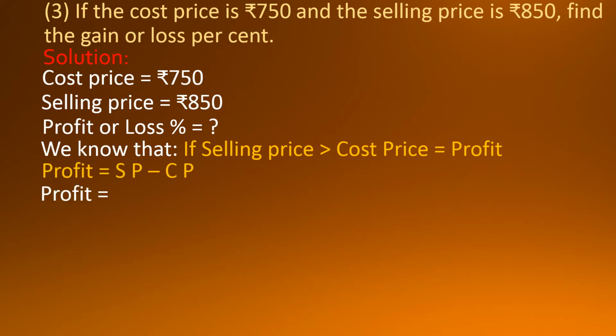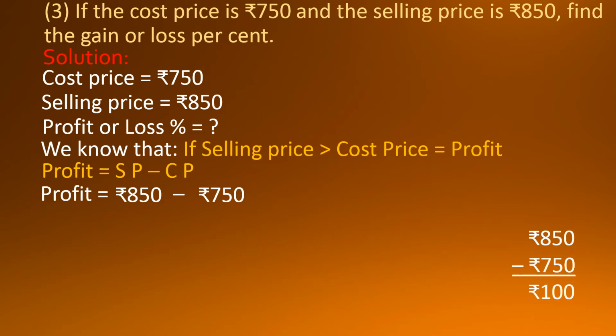Now put the value. See, SP is equal to rupees 850. So write down rupees 850. Then write the minus sign as it is. And CP is equal to rupees 750. So write down rupees 750. Now do the subtraction. We get rupees 100. So profit is equal to rupees 100.